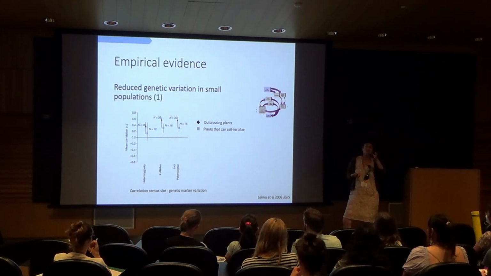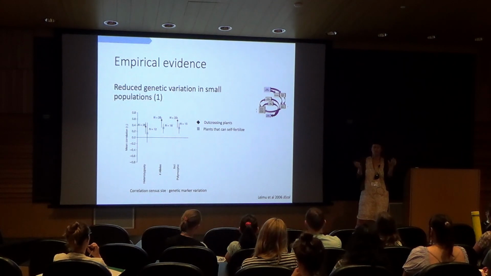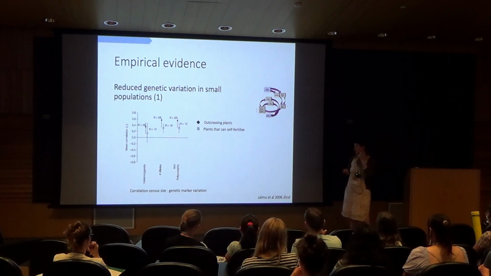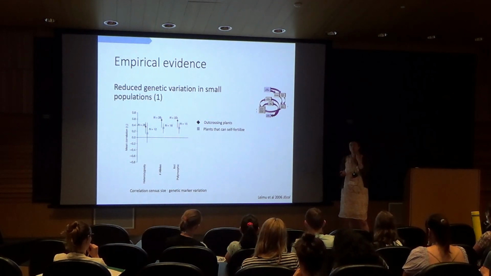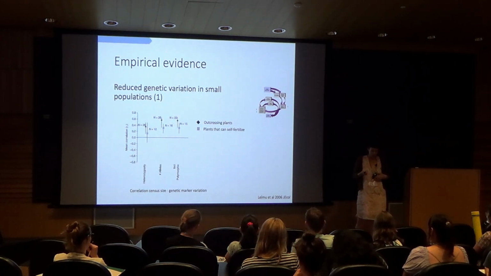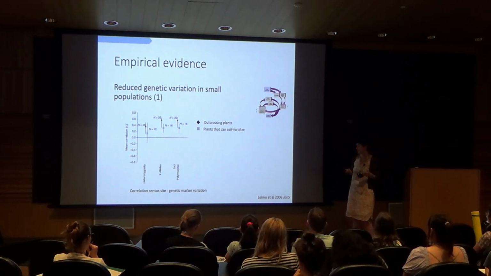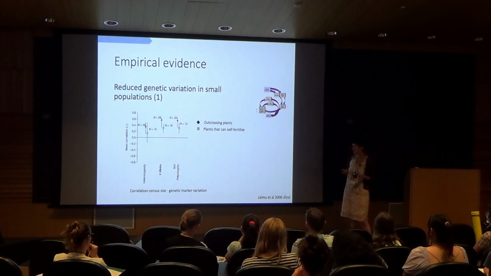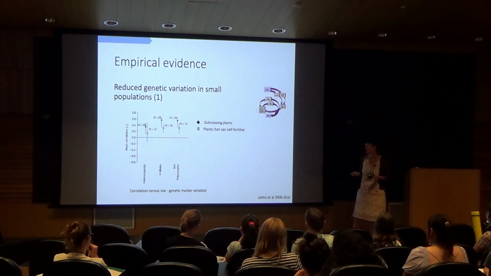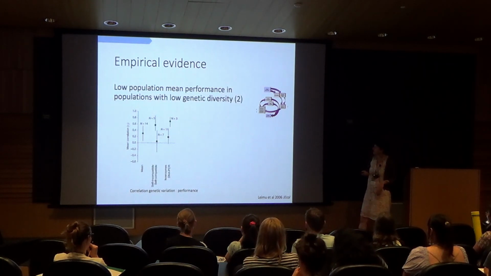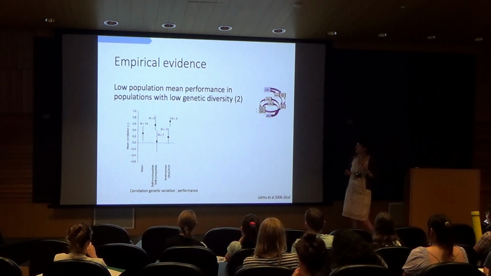They seem to be aspects of the genetic composition of populations that maybe respond earlier to a decline in or to variable population sizes in comparison to heterozygosity. Seems like, based on these results. Then a second aspect: low population mean performance in populations with low genetic diversity.